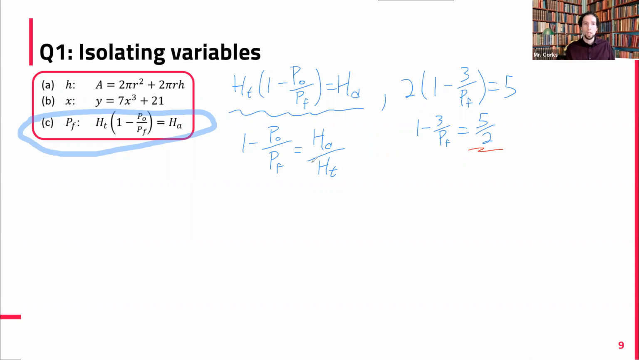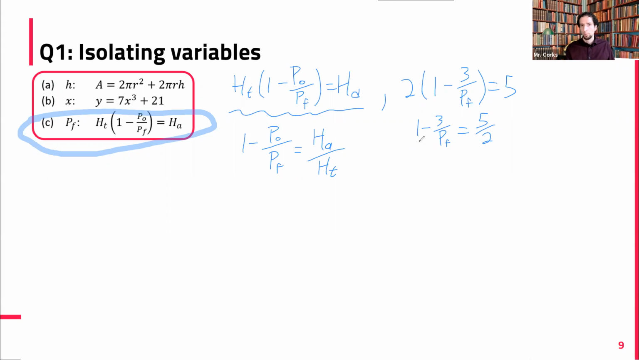Some people had a lot of trouble on this question and ended up getting squares and square roots and all kinds of stuff that is really unnecessary. Just a few simple steps would have been enough to solve it. So let's try to look at the simplest possible way of solving for PF. Let's look over here on the right again. What's the next thing that we could do?